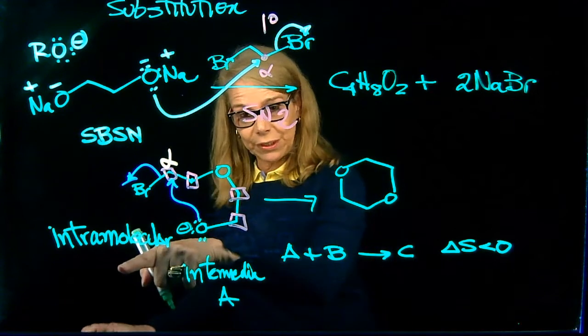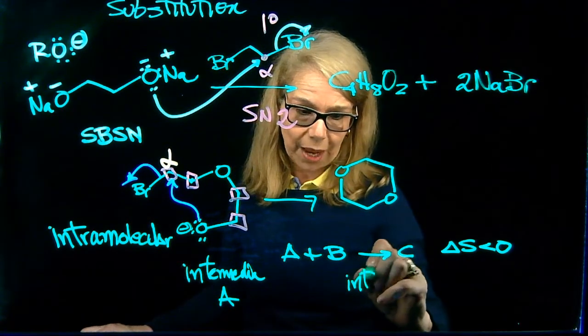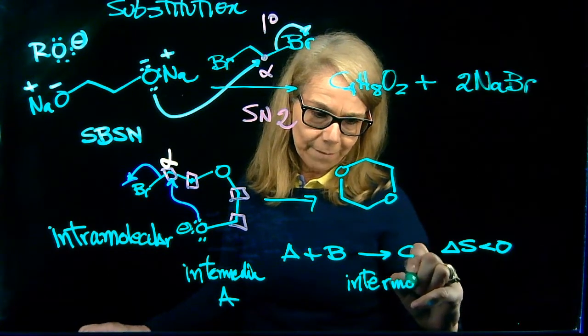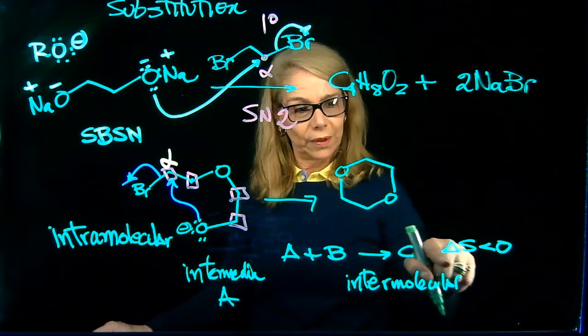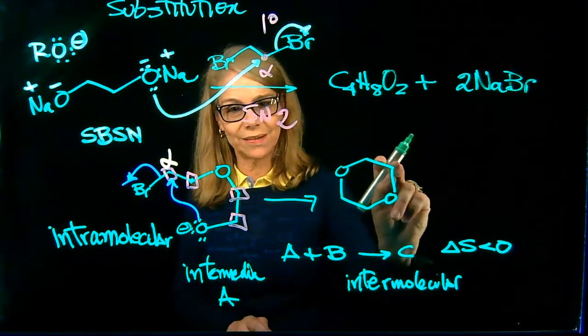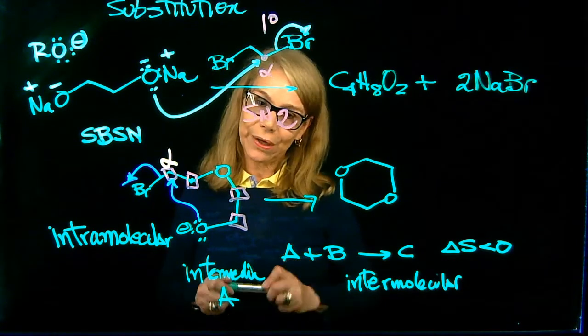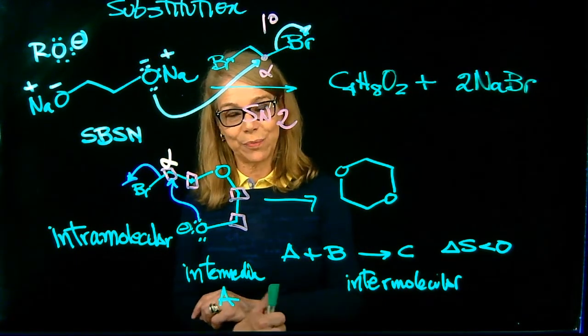So the intramolecular attack is favored over the intermolecular attack if I did the external nucleophile. So this will have a greater negative entropy change as opposed to this one. That's why we have the intramolecular attack, and that's the formula of the compound we want to make.